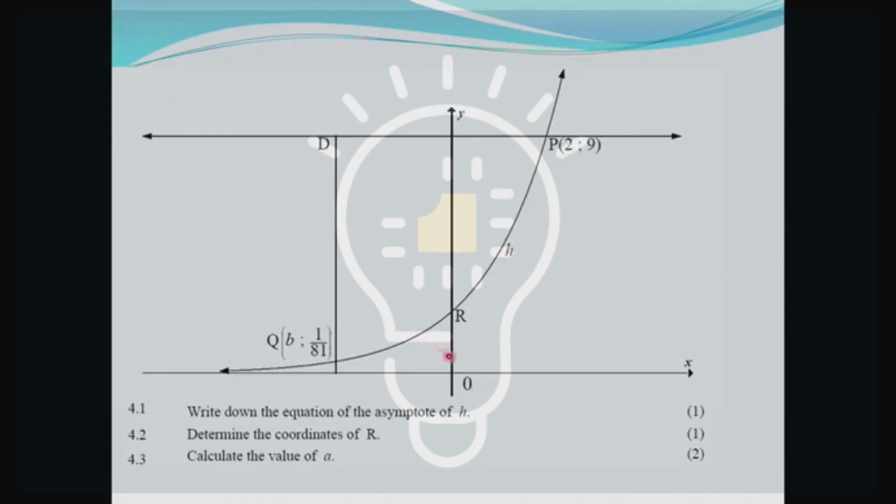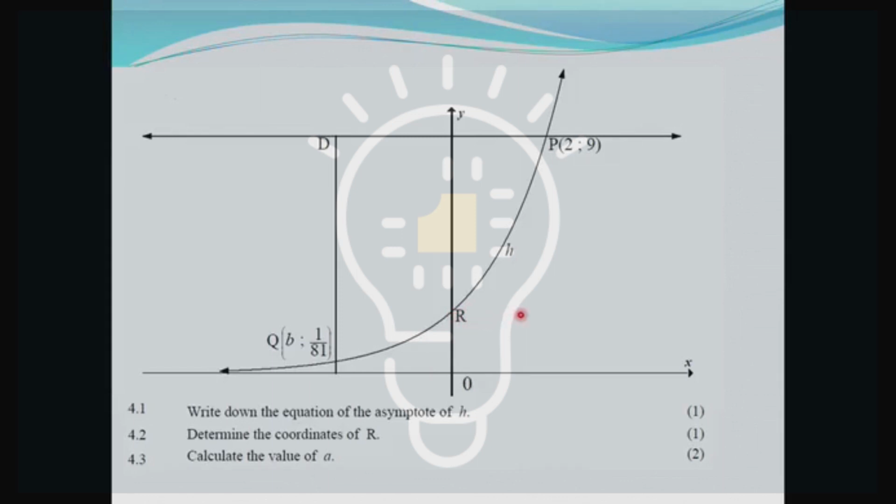Grade 12s, this is very easy. Here's the asymptote of h, right here. Do you notice that? It's the so-called x-axis. And the equation of the x-axis is y is equal to 0. That's the answer here. Then 4.2, determine the coordinates of R. Look at R. We know that the exponential graph always passes through this point, the coordinates of this point, none other than (0; 1).